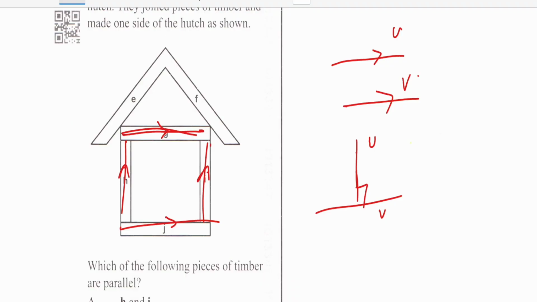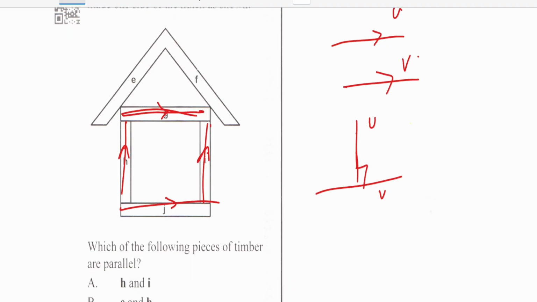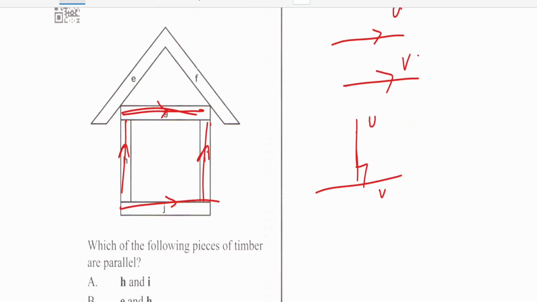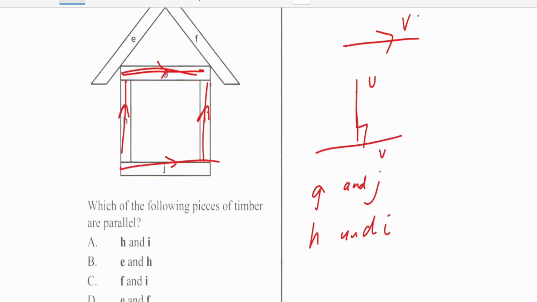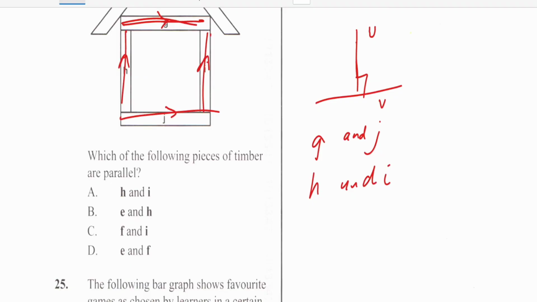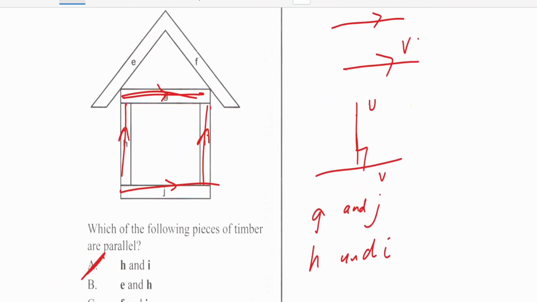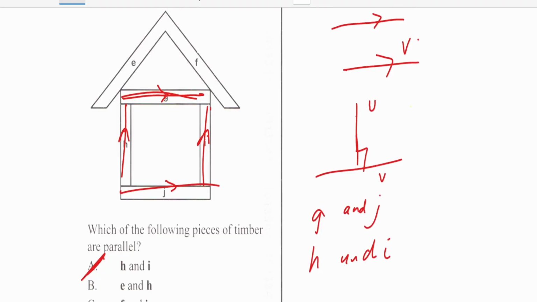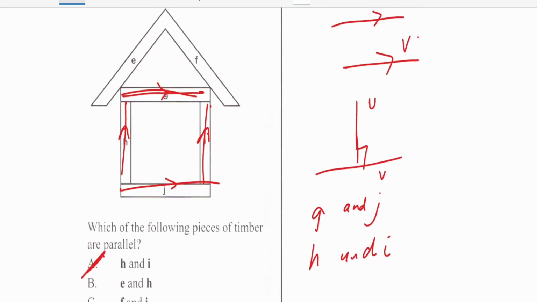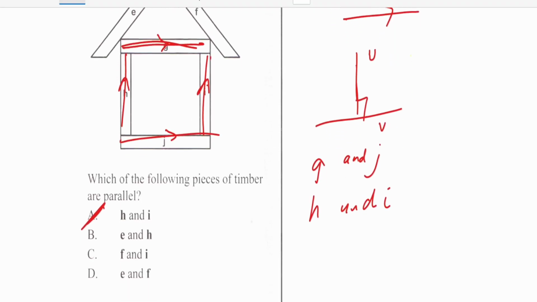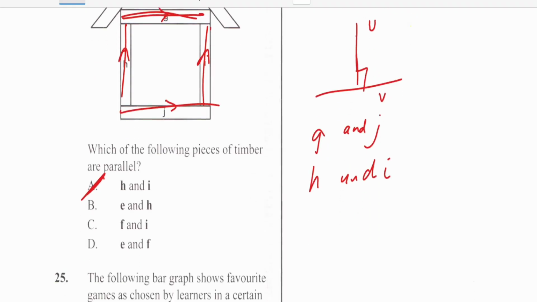So which of the following pieces of timber are parallel? We have G and J, and you also have H and I. So let's look at the answers and see whether we get one. So yeah, H and I. For E and H, no. E and H are not parallel. F and I also are not parallel. And E and F are not parallel.